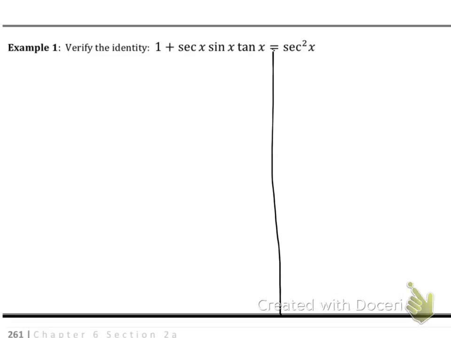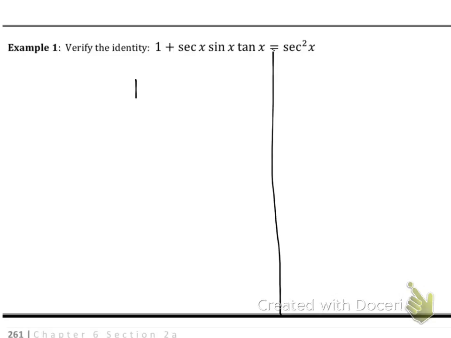I have secant. First of all, how can I rewrite secant? Yeah, 1 over cosine. Awesome. I already have sine. How can I rewrite tangent? Yeah, sine over cosine. That's a lot of sines and cosines, right? That seems like a good way to go with this one. So I'm just going to rewrite all three of these in terms of sine and cosine. I'm just focusing on the left-hand side.